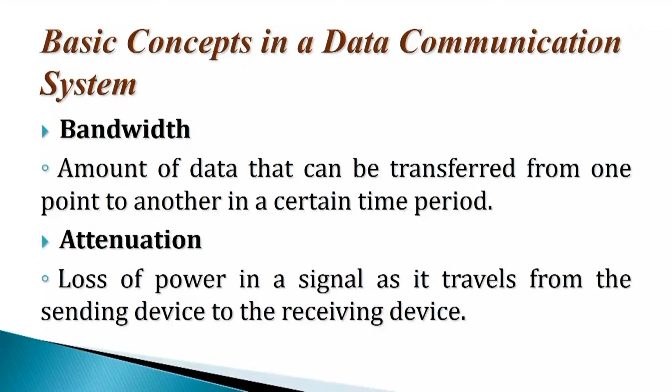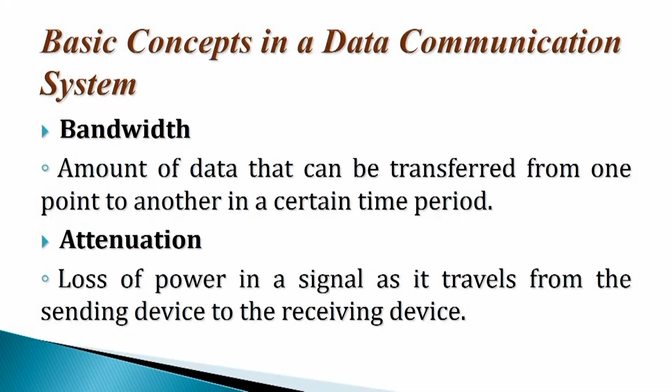Next is basic concepts in a data communication system. What are the basic parameters which are required to be assessed in data communication? First is bandwidth. Bandwidth is the maximum data which can be propagated through a channel per unit time. It is the capacity of the channel, that it can transmit this much amount of data. So the amount of data that can be transferred from one point to another in a certain time period is called bandwidth. It is measured in bits per second.